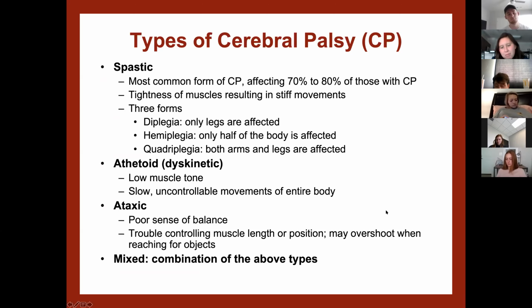We'll run through these types of cerebral palsy. There's different types. Spastic is the most common form. When you think spastic, think spasticity, very, very tight muscles. Arms and legs are going to be drawn up just super tight. Stiff, to the point where they can't straighten their arms. They're drawn in tight all the time.